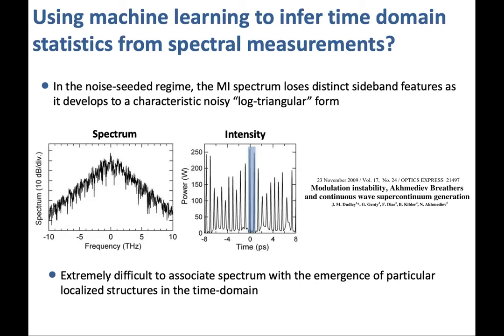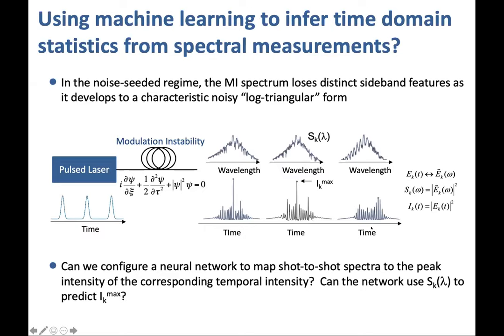That's one problem. And the other problem is that if you look at the spectrum associated with noise-seeded modulation instability, typically it will look like this. It's on a log scale, it's triangular, and it's highly structured, so that to the naked eye, it's really hard to see how some specific pattern or features hidden in this noisy spectrum could be related to peculiar characteristics in the temporal waveform where localized structures emerge. And this is where machine learning can come in and allows us nevertheless to extract information.